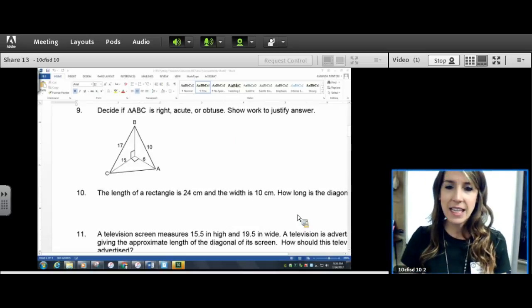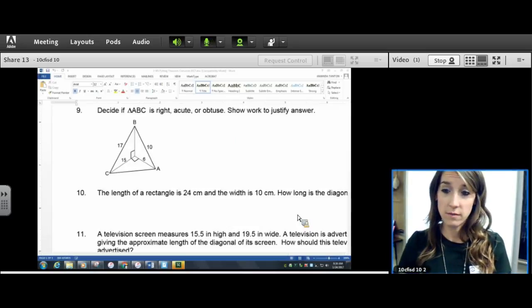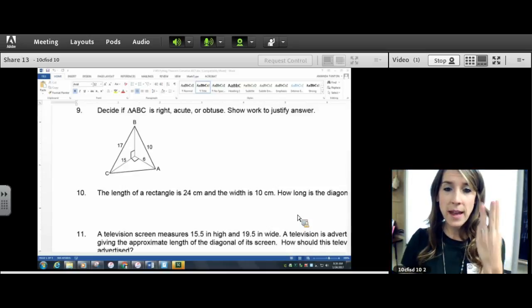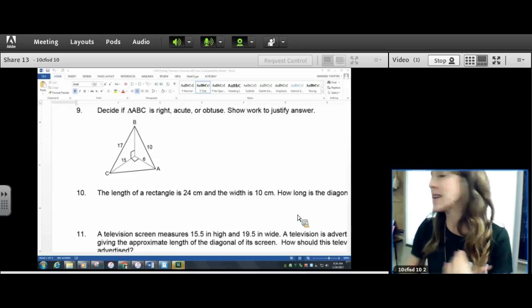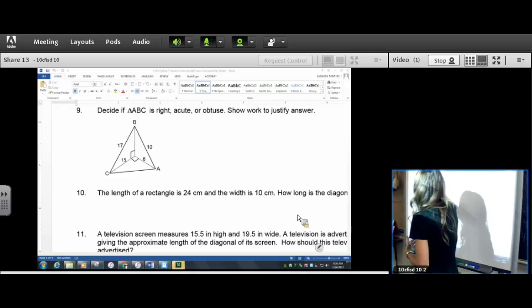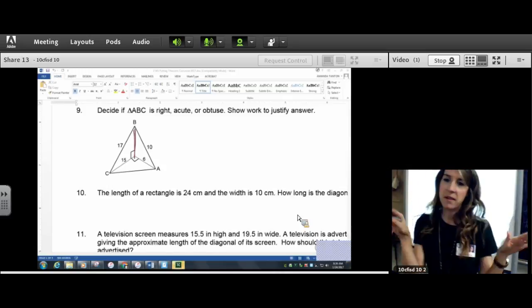Number 9. In number 9, I see 4 triangles. I see 4 of them. 3 of them are what kind of triangles? 3 of them are right triangles. So on 3 of those triangles, we're allowed to use our theorem. We're allowed to use Pythagorean theorem. Now, we don't need to know this value right here. I could find it, but I don't need it.